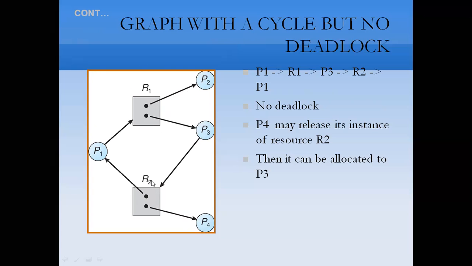Is there any deadlock? No, there is no deadlock. Why? Because if P4 releases its instance of R2, then it can be allocated to P3. So again, I repeat, if a resource allocation graph does not have a cycle, then the system is not in a deadlock state. But if there is a cycle, then the system may or may not be in a deadlock state.